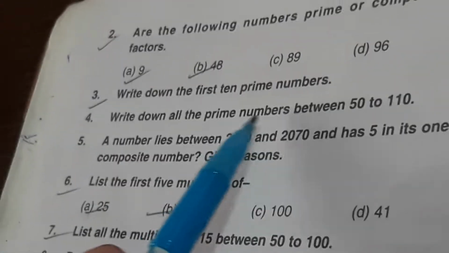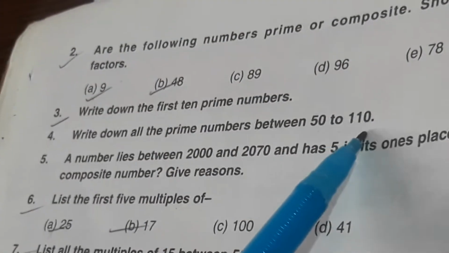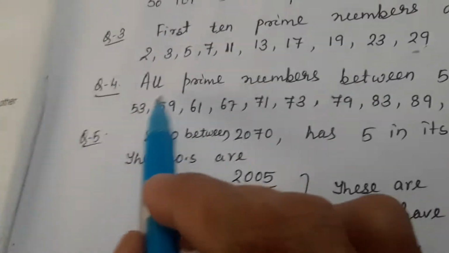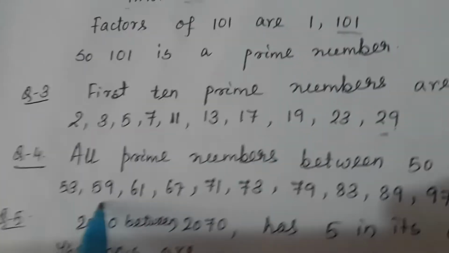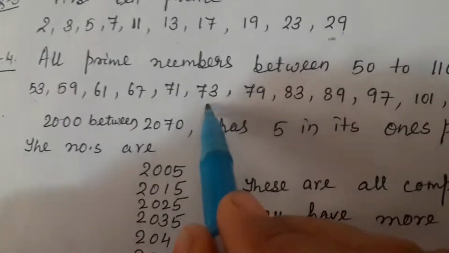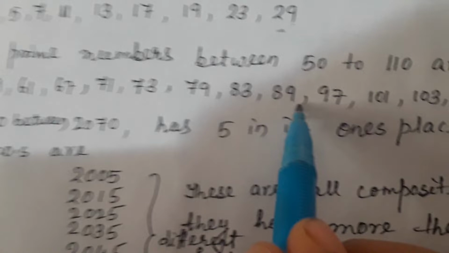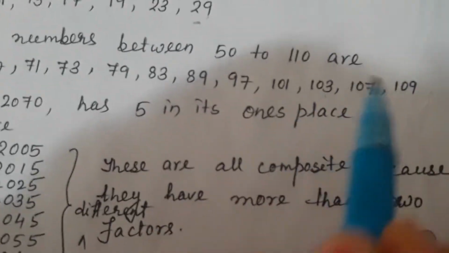See question number 4. Write down all the prime numbers between 50 and 110. I have written here all prime numbers between 50 and 110: 53, 59, 61, 67, 71, 73, 79, 83, 89, 97, 101, 103, 107, 109. Then in question number 5, a number lies between 2000 and 2070 and has 5 in its ones place. Is it a prime or composite number?